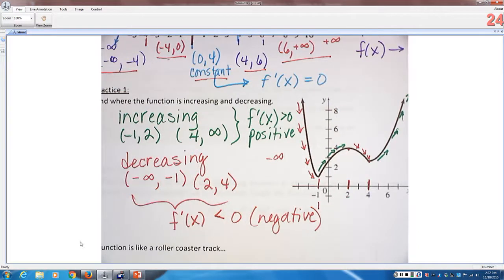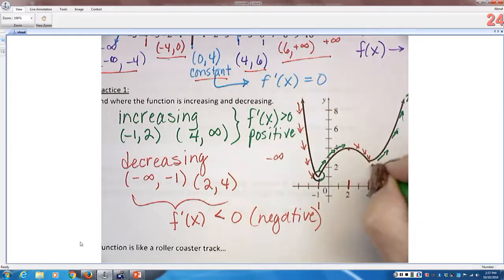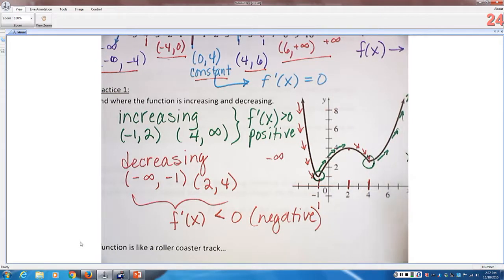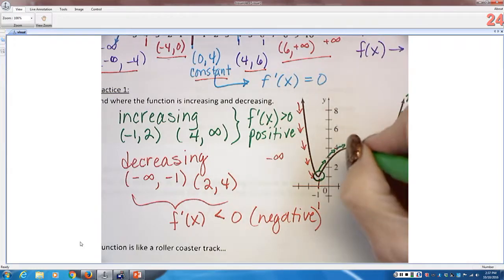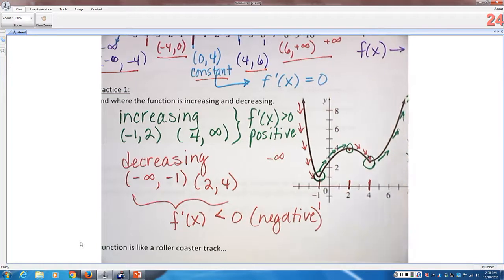So when we're looking at the second graph, practice 1's graph, we have a critical point here and here at x equals -1 and x equals 4, because the derivative doesn't exist. But we also have a critical point here at x equals 2, because the derivative is equal to 0.